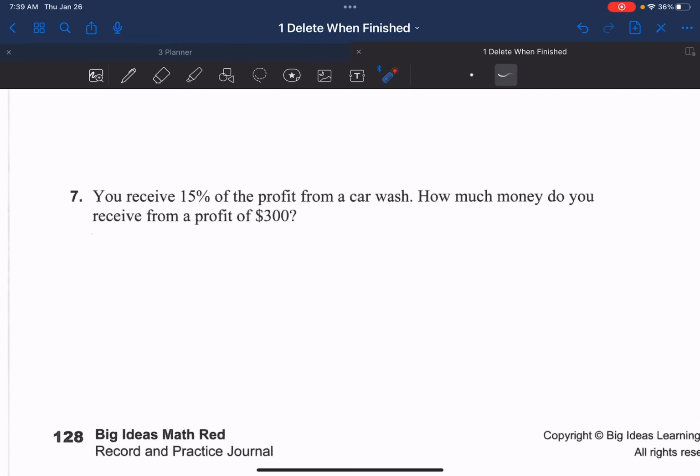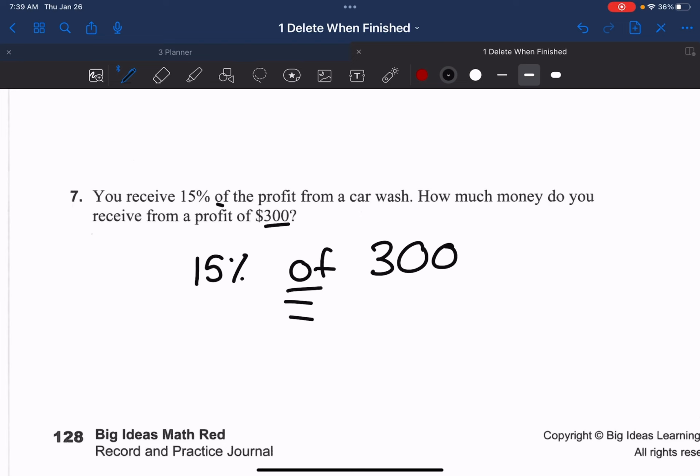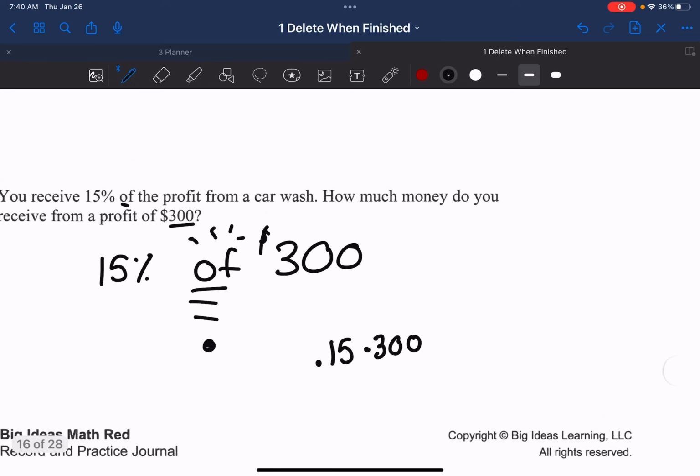Number 7, you receive 15% of the profit from a car wash. How much money do you receive from a profit of $300 then? So you're receiving 15% of $300, right? All you have to do is take 15% times 300. Isn't that so easy? As long as you know that of means times, this is easy. I'm going to turn 15% into a decimal, so it's 0.15. Of means times 300. So now you're just going to take 0.15 times 300. That's all you got to do to finish this problem.